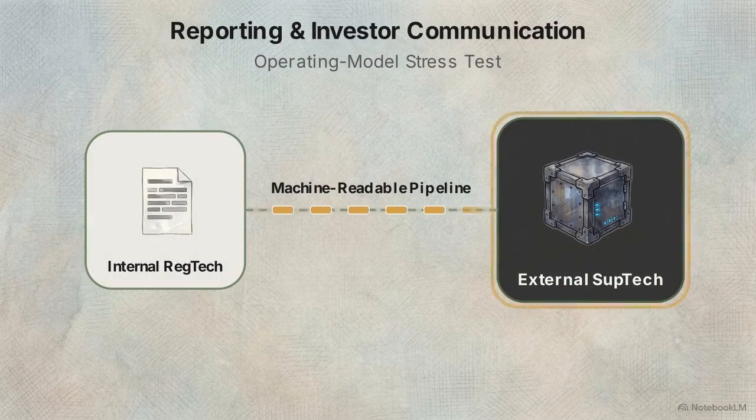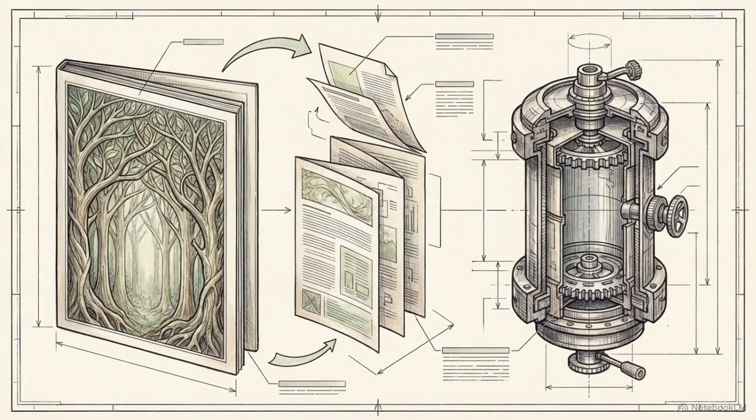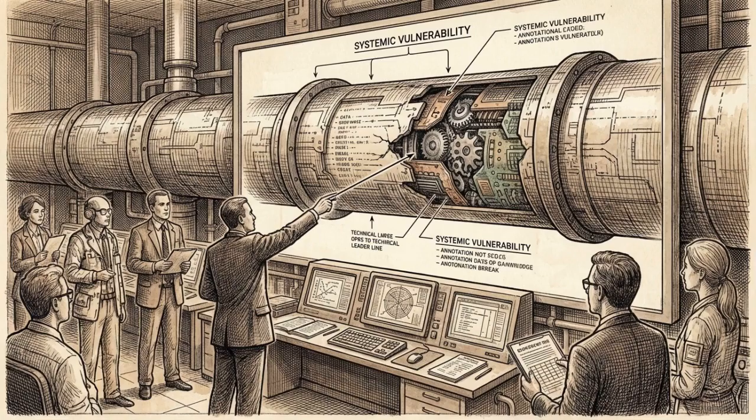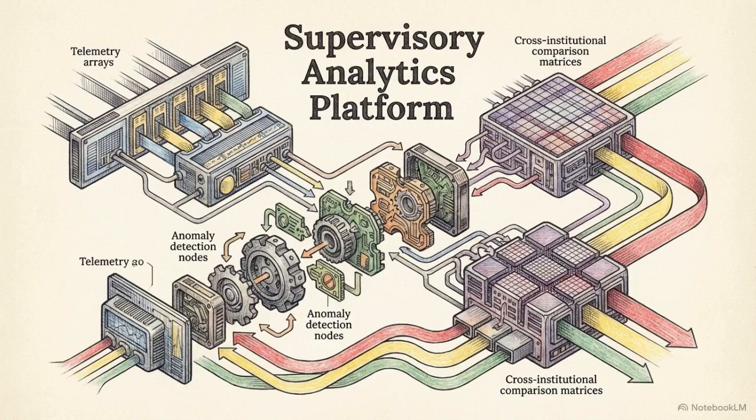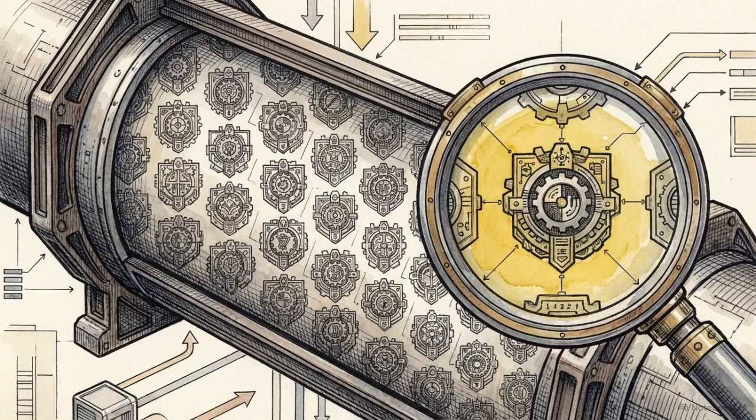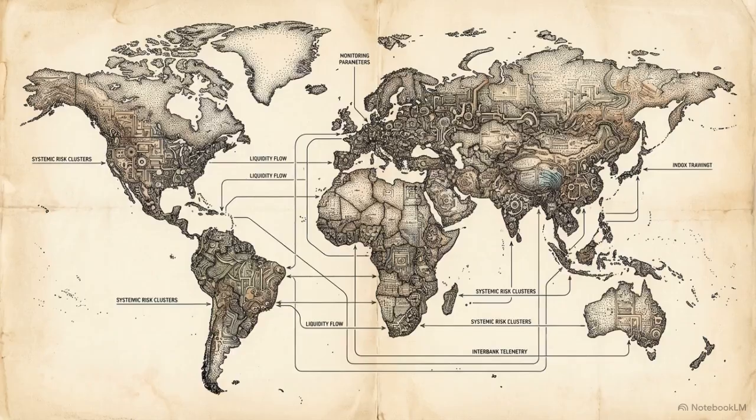Here, the bank's internal regtech attempts to interface with external supervisory technology. Regulatory reporting is not a marketing exercise. It is a rigorous operating model stress test for the entire institution. The external threat landscape is changing. Supervisory authorities are rapidly deploying advanced tools, known as subtech. Subtech utilizes advanced data scraping, cross-institutional comparison, and anomaly detection to continuously monitor the stability of the financial system.